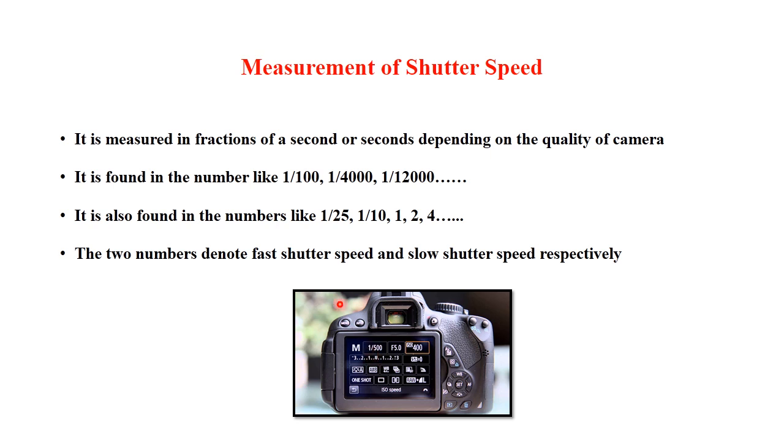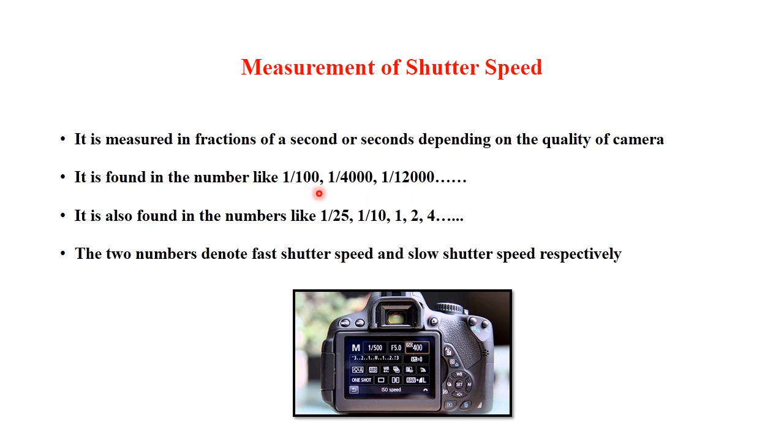Then we say that this shutter speed is found in numbers like 1 by 100, 1 by 4,000, 1 by 12,000, and the numbers just go on depending on the quality of the camera. And it can also be found in numbers like 1 by 25th of a second, 1 by 10th of a second, 1 second, 2 seconds, 4 seconds, and the numbers go on depending on the quality of the camera.